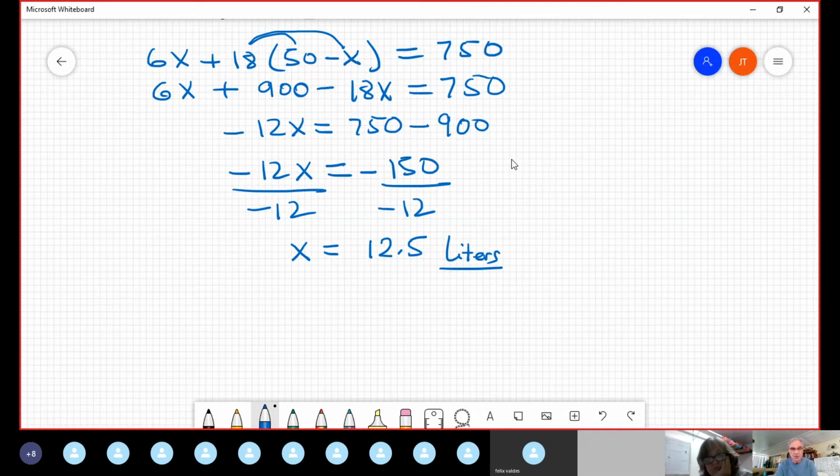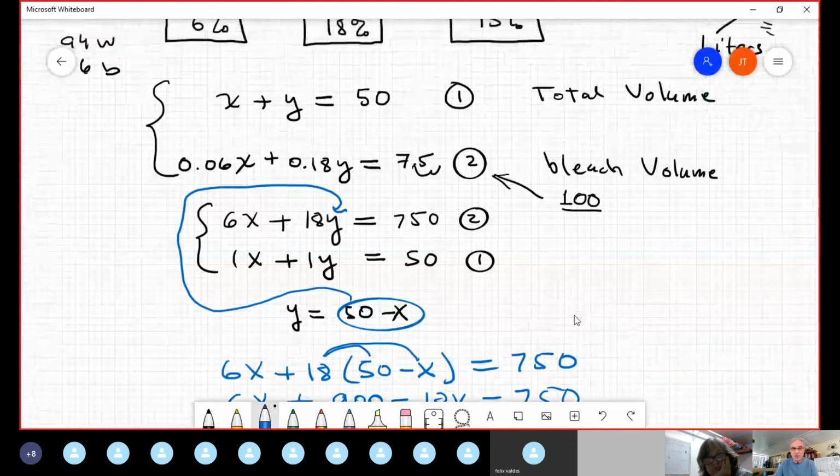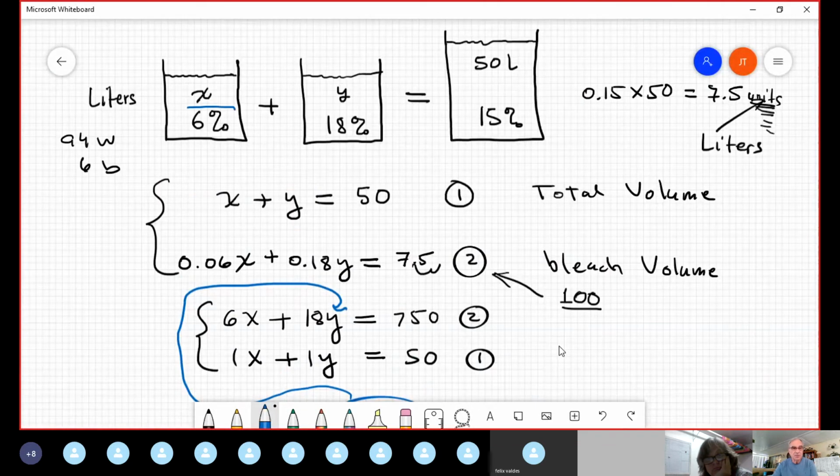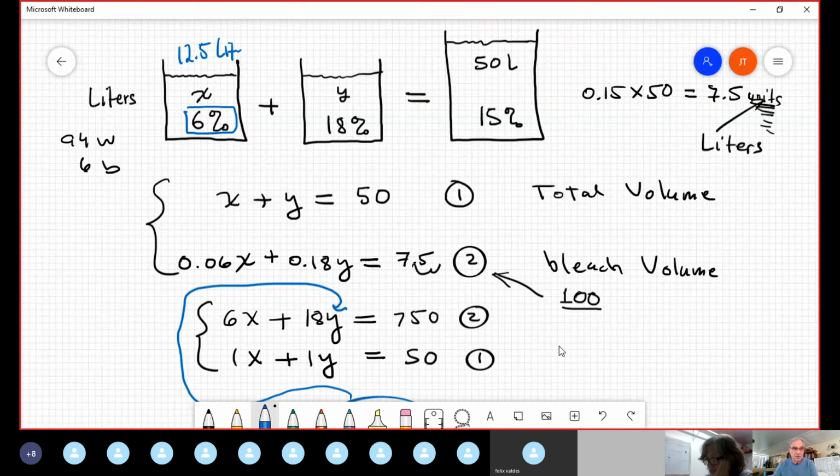Okay, by the way, let me recall that X is the solution that contains 6%. I need to put here 12.5 liters. And the rest is Y. It's super easy because I subtract 50 minus 12.5, which is 37.5 liters. End of the story.